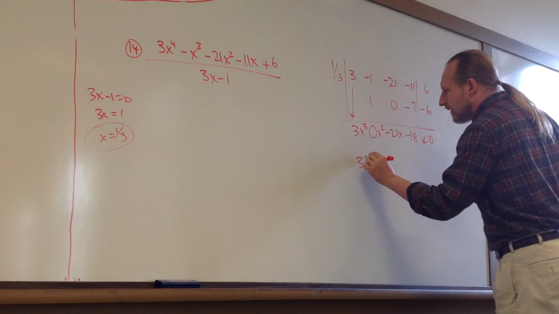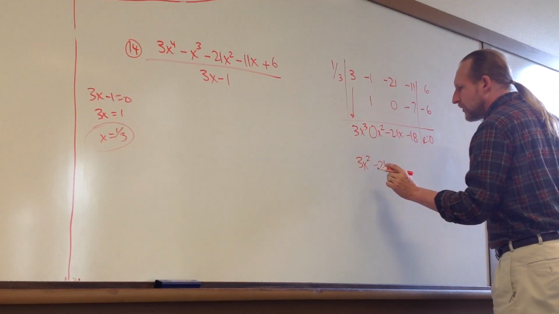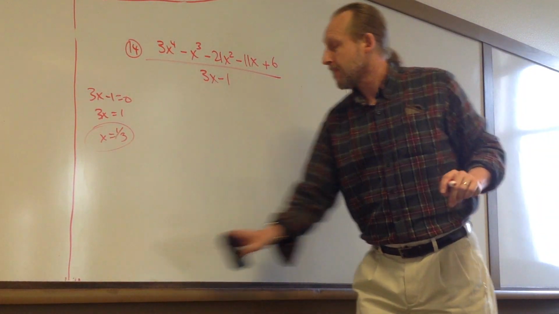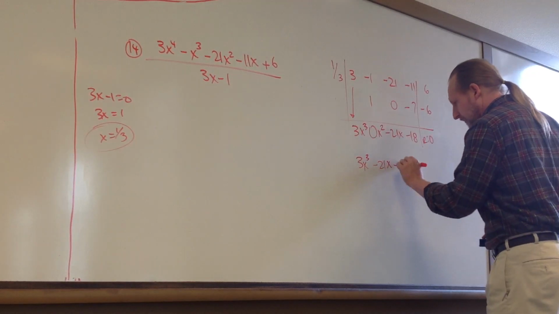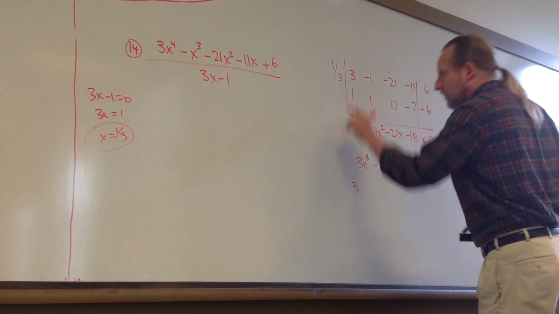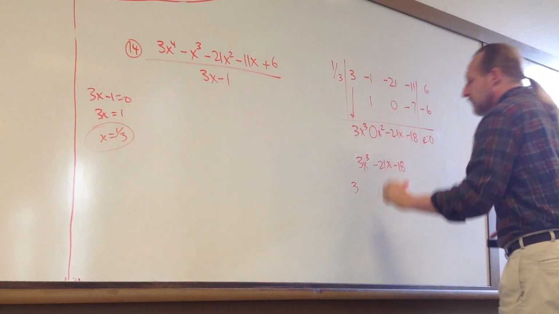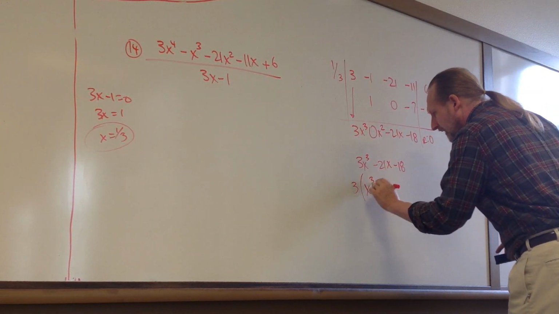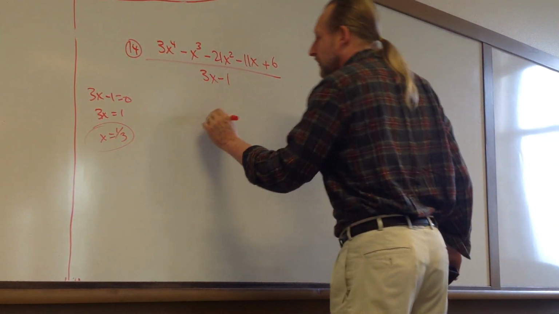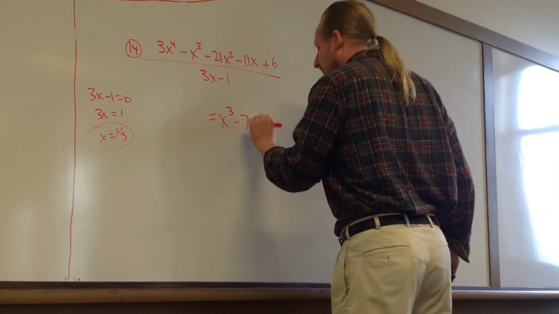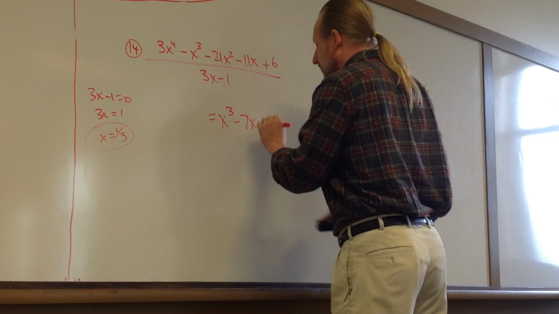So this says 3x cubed minus 21x minus 18. Notice we've got a common factor equal to that denominator. Factor out the 3. And our answer is x cubed minus 7x, minus 6.